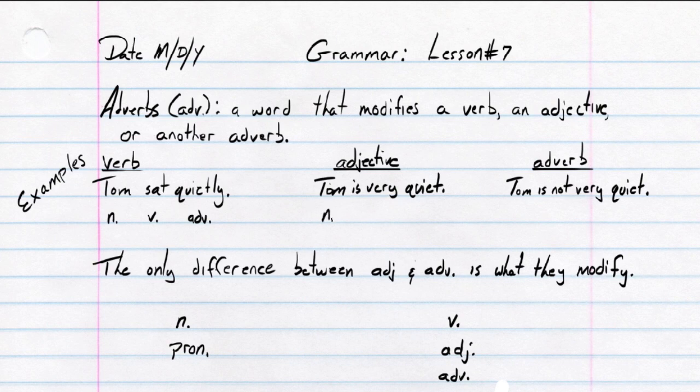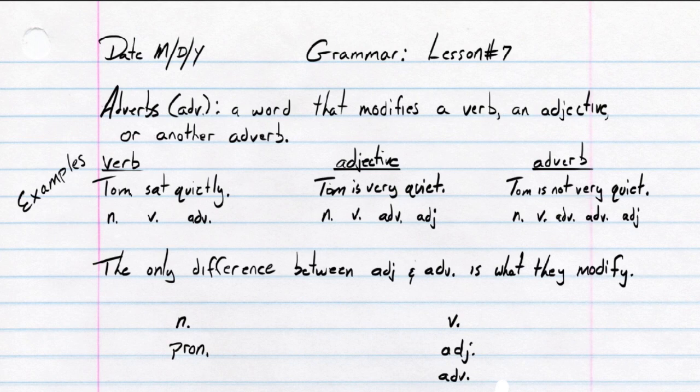Tom is a noun, proper noun, concrete, and singular. Is a verb. It's a linking verb, and it is present tense. Very is an adverb modifying the adjective quiet. Quiet is a positive degree adjective. Over here we've got Tom as a noun again. Is a linking verb again. Not is an adverb. This time it's an adverb because it's modifying another adverb, which is very. And very is an adverb because it modifies the adjective quiet.